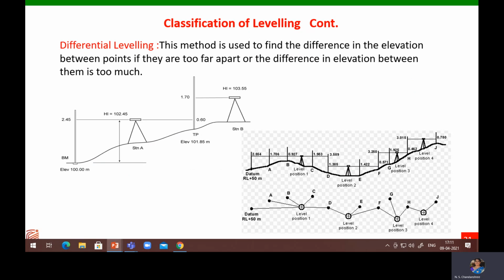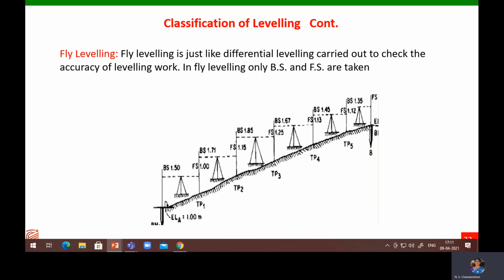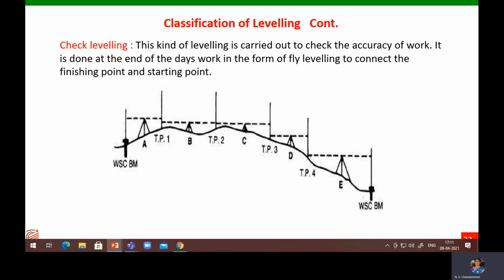That is simple leveling. Next is differential leveling. There are three things here. One is differential leveling, the other one is fly leveling, and the other one is check leveling. For all three the method is the same, only the purpose is different.